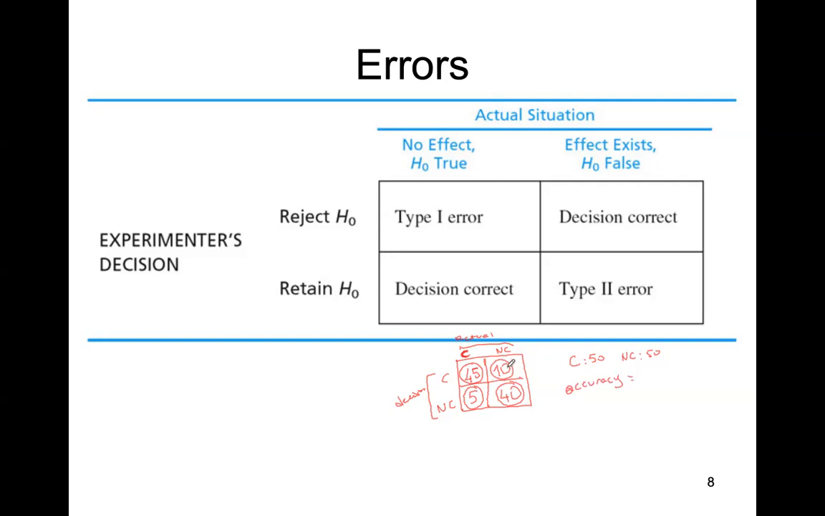Out of 100, this is correct. This is correct. 85 divided by 100, right? 85, correct: 45 plus 40. So totally 85 correct decisions and 15 errors, right? Error rate will be 15 over 100, okay?